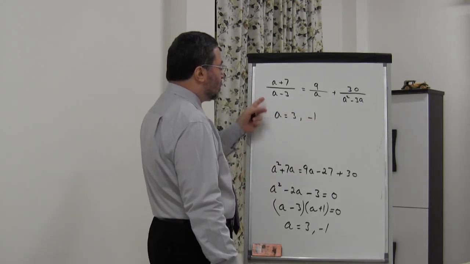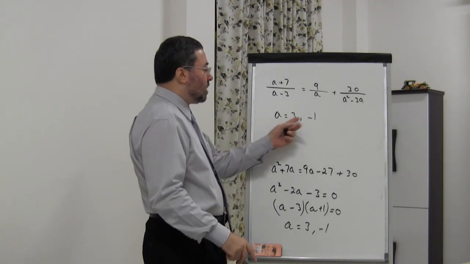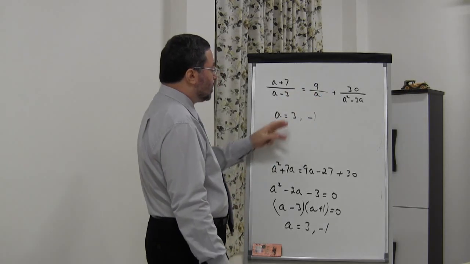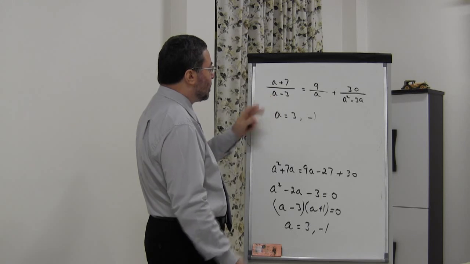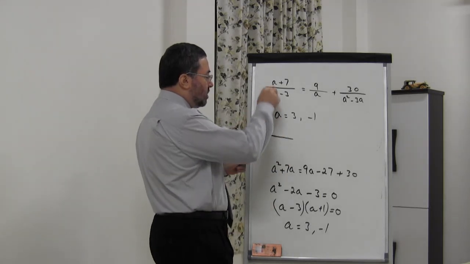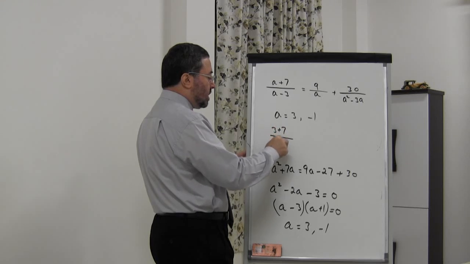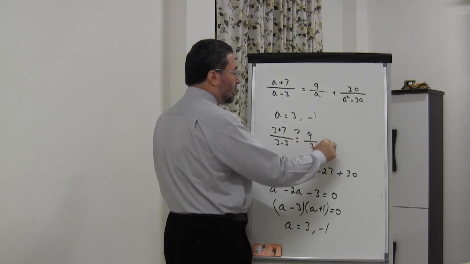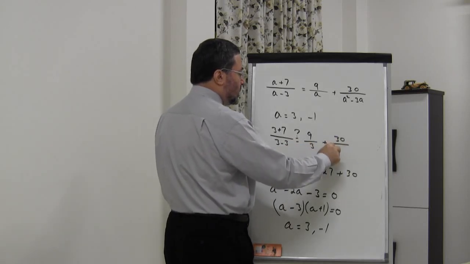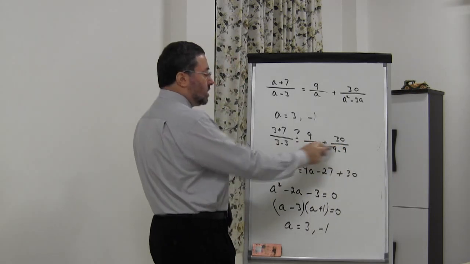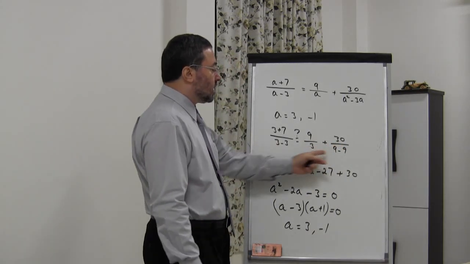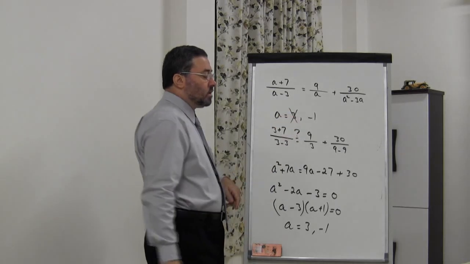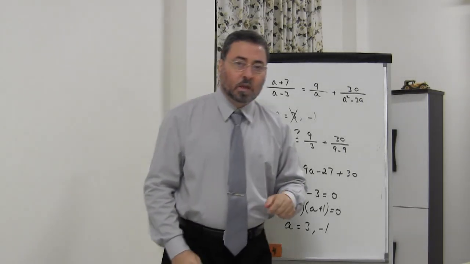With this type of equation, we always have to put the values that we got back in and check if they give us a true statement. Checking the 3, you'll find that you're going to have 3 minus 3 here. You'll have 3 plus 7 over 3 minus 3 equals 9 over 3, question mark, plus 30 over 9 minus 9. And you can see here you get 0 in the denominators, and that's undefined. So this value does not work. And this is called an extraneous solution.